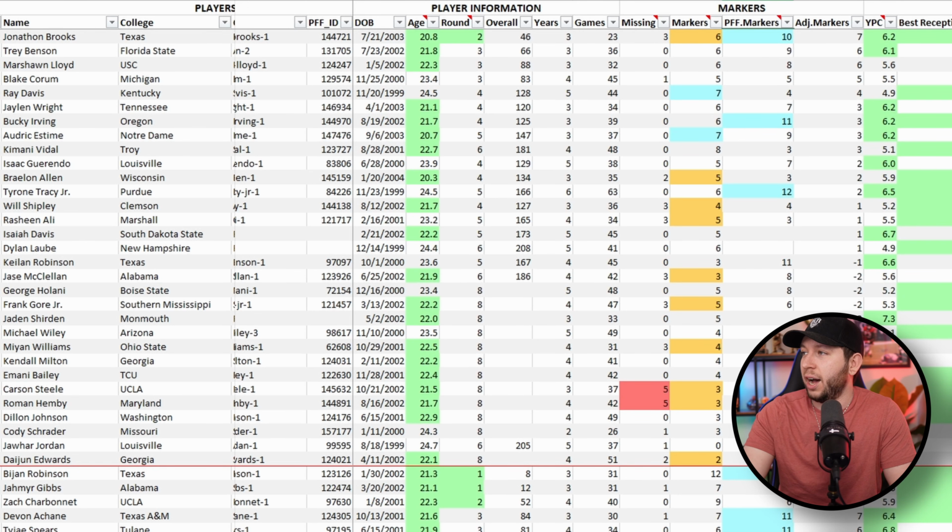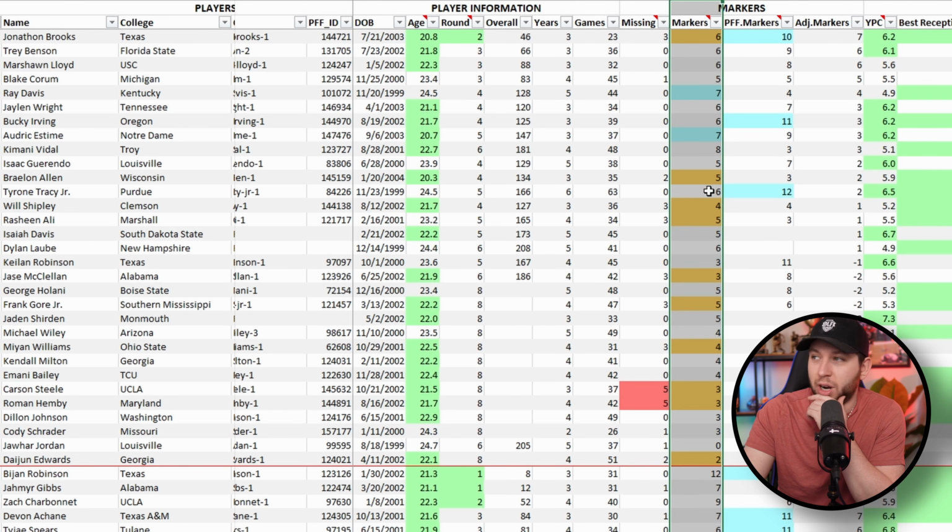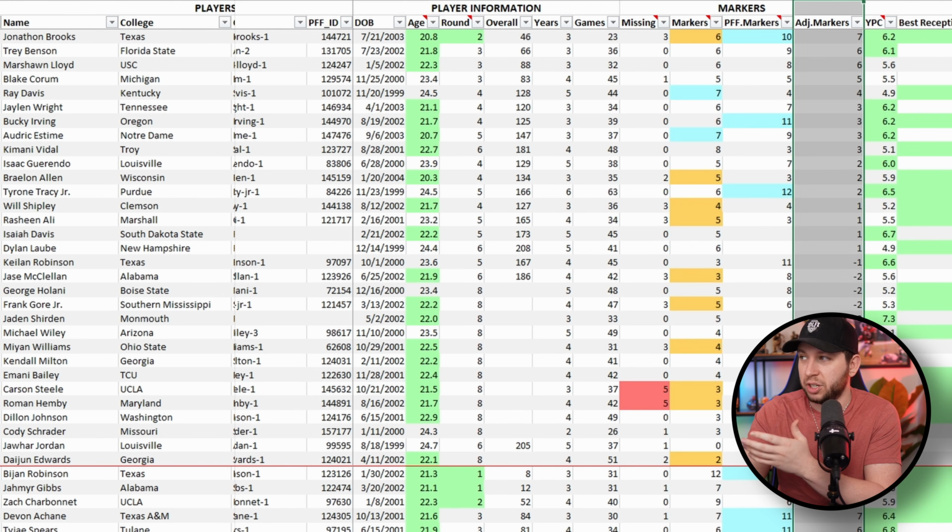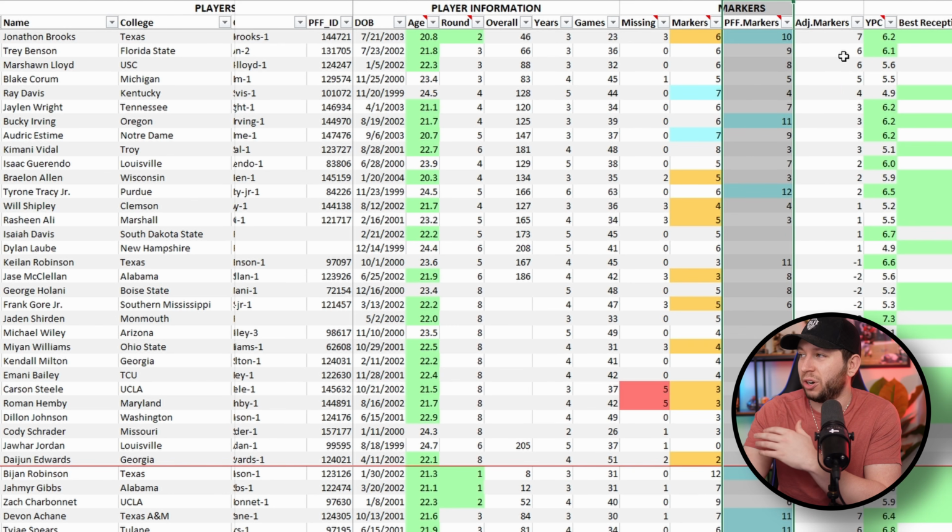Of course, column N is the important column that compiles and sums up our total markers hit for every single prospect. And then, of course, we have the adjusted markers column. We have the PFF markers. I don't have red flags for the running back position. I've tried to work on them. I'll explain in a bit why the running backs are different than wide receivers in evals and how things are just overall different between the positions.